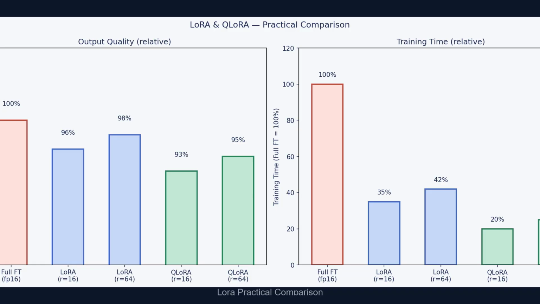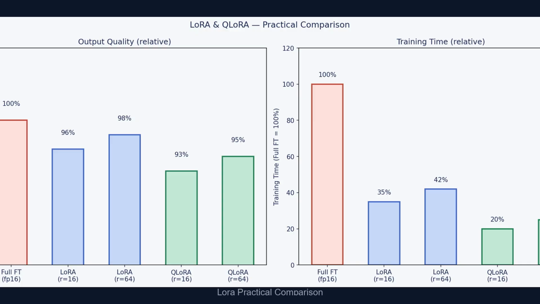This chart compares output quality and training time for full fine-tuning, LoRA and QLoRA at different ranks. Full fine-tuning scores 100% quality and takes 100% of the training time. It's the baseline. LoRA at rank 16 achieves 96% quality in just 35% of the training time. At rank 64, it reaches 98% quality in 42% of the time.